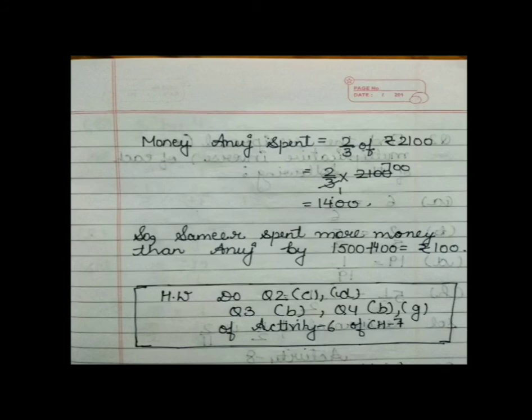So at the end, what do you write? Sameer spent more money than Anuj by 1500 minus 1400. What answer comes? Rupees 100. So this way we will do question number 5.